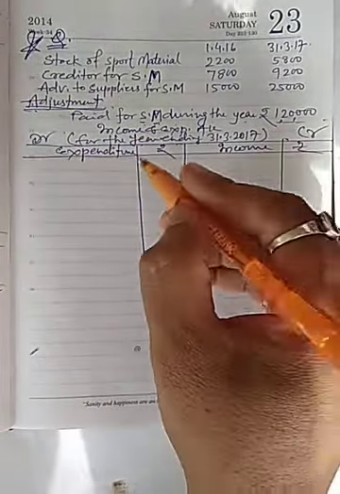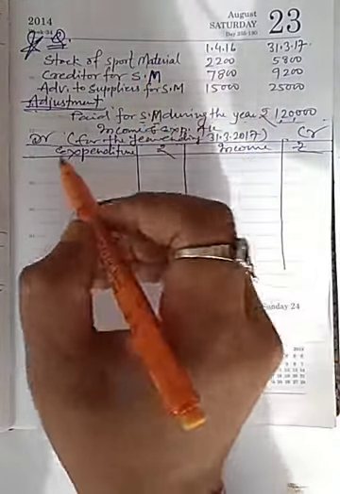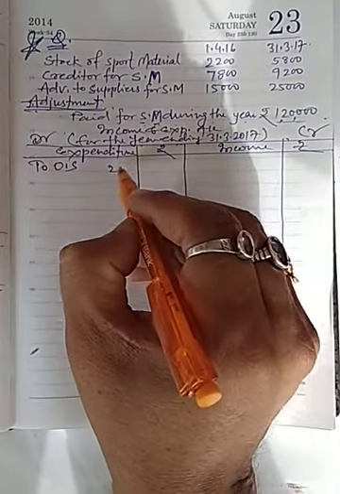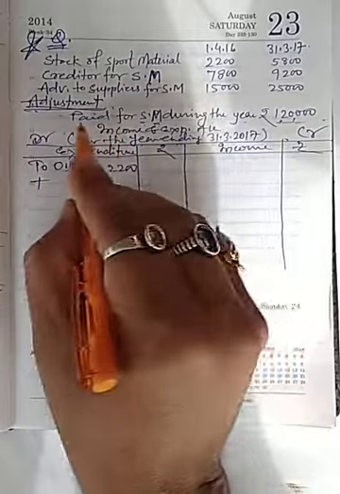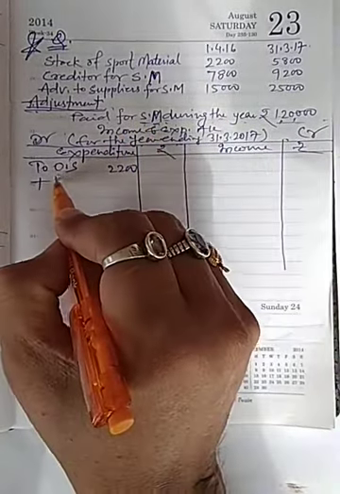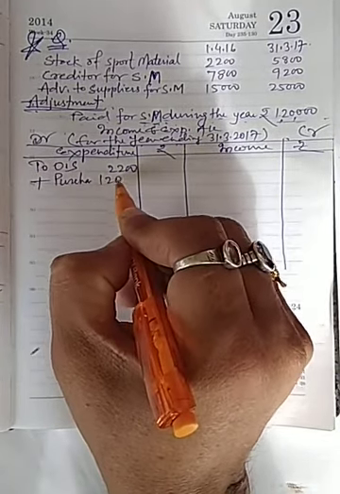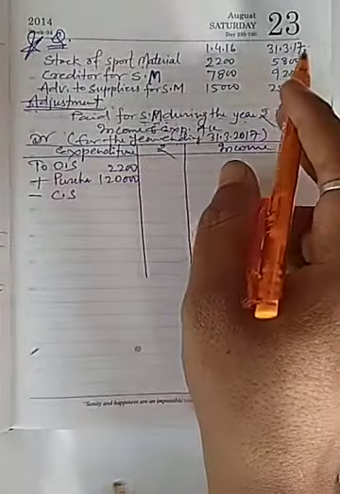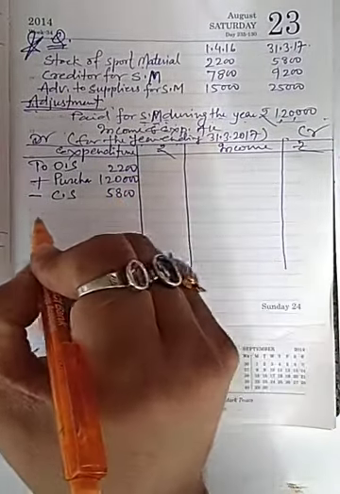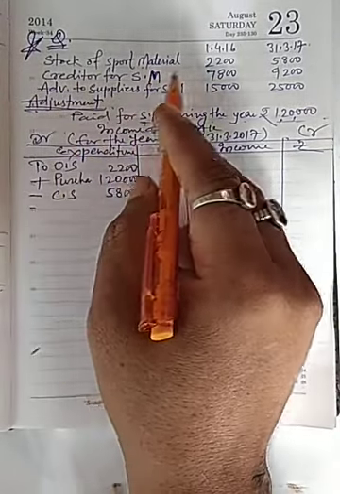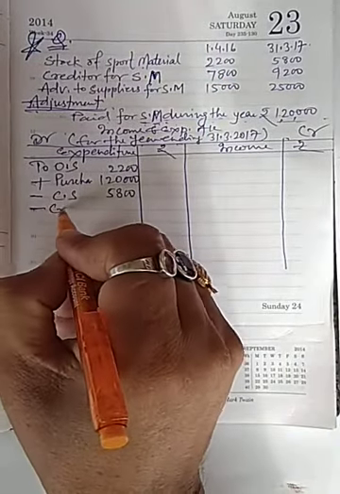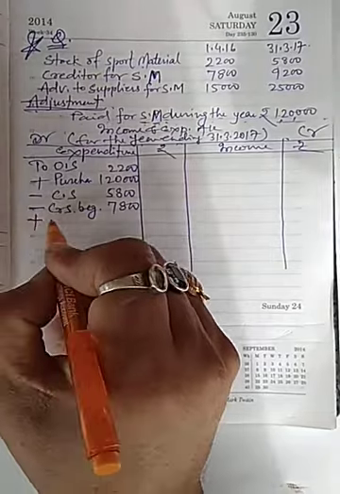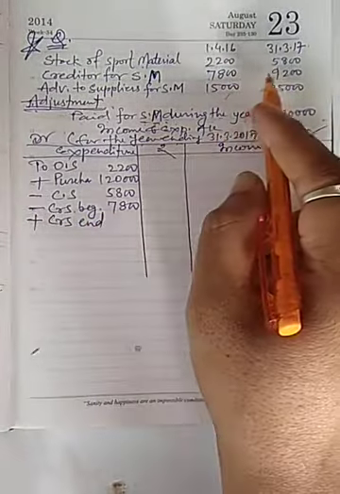Now I will put the stock of sport material, the opening stock, in short 2,200, plus purchases, meaning paid for sport material, purchase during the year 1,20,000, minus closing stock, CS means closing stock, given as 5,800. Now creditor for sport material is 7,800 at the beginning, so minus creditor at the beginning of the year, 7,800, and add creditors at the end of the year, given as 9,200.